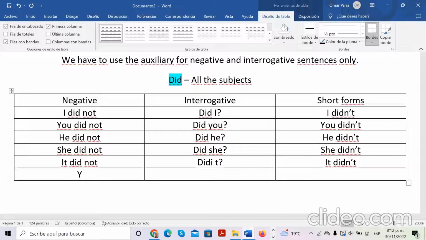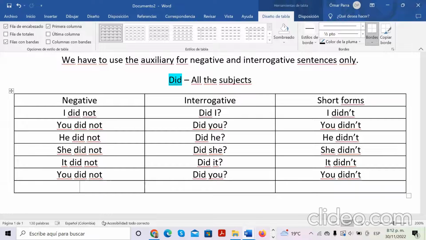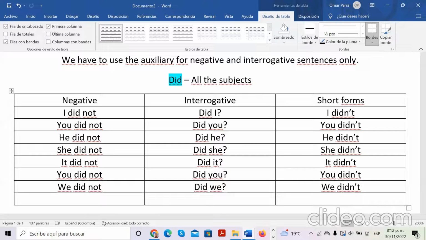You, he, she, it. There is another you, a second you. This one is for plural. So the first one is singular, which is like usted or tú. The second one here is for plural, so it would be ustedes. You did not. Did you? You didn't. We did not. Did we? We didn't. They did not. Did they? They didn't.